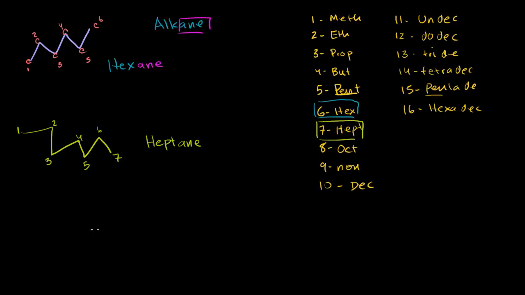Now, if things form a ring, I should say, we put the prefix cyclo in front of it. So let me show you what I'm talking about. So if I just have 5 carbons, 1, 2, 3, 4.